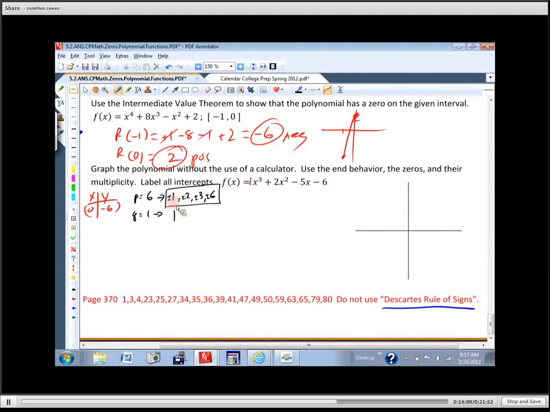You can check to see if 1 works really quickly. Because remember, the remainder would be the same as the function value if we plug that point in. So if I plug in a 1, that will tell me what the remainder is. So if I plug in a 1, I get a 1, I get a 2, I get a -5, and a -6. Now, I don't really even have to write those down. Do I get a 0? I don't. Okay? So there's no way 1 works, so we can cross 1 off our list. Okay? How about -1?